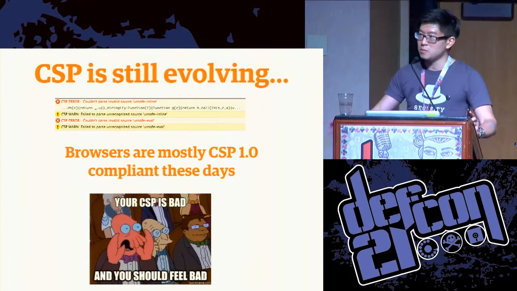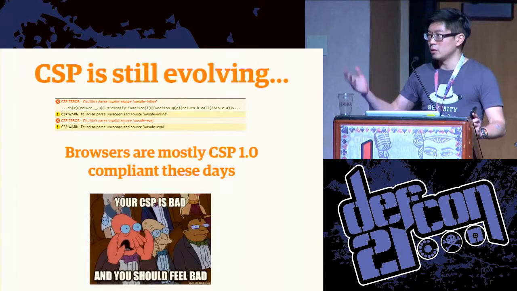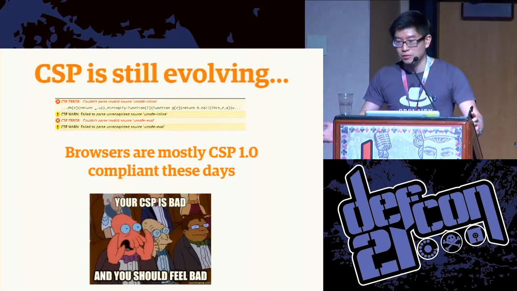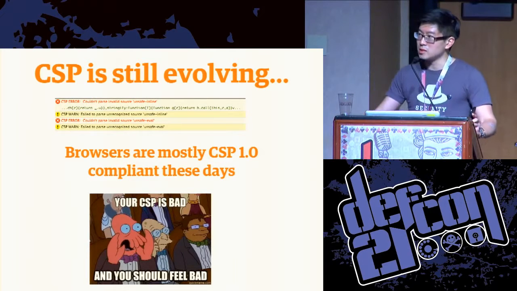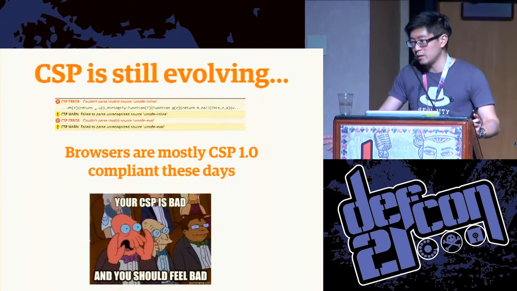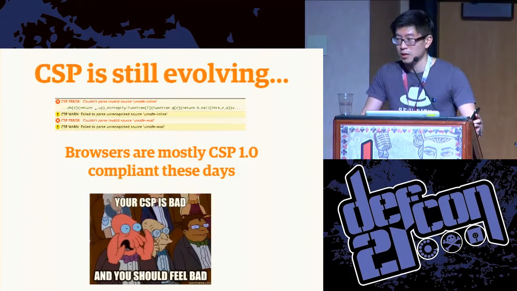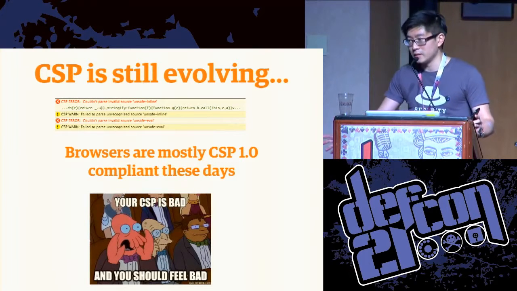are mostly up to spec with regards to CSP 1.0 compliance, but if you happen to notice in the process of your testing for content security policy that you're seeing some unexpected behavior, there is a strong possibility that it may not necessarily be your content security policy. It could just be the client's browser acting like a smelly lobster.